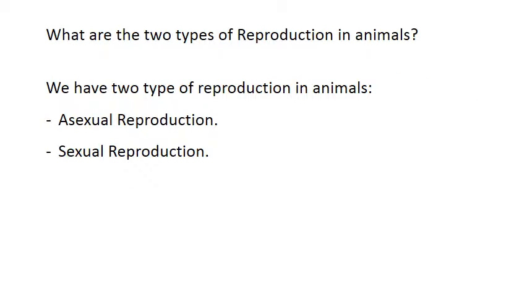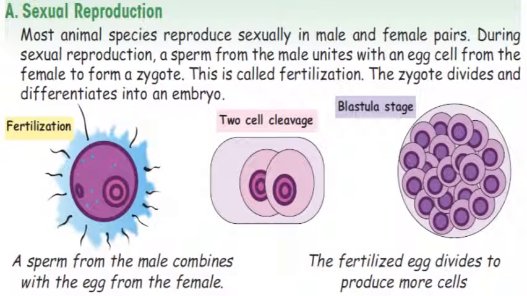We have two types of reproduction in animals. We have asexual reproduction and sexual reproduction. We're going now to see the definition of each type and later the differences. In sexual reproduction, we have male and female pairs. During sexual reproduction, we talk about fertilization, where one sperm coming from the male unites with one egg cell or ovum coming from the female to form a zygote. Then the zygote divides and differentiates into an embryo.